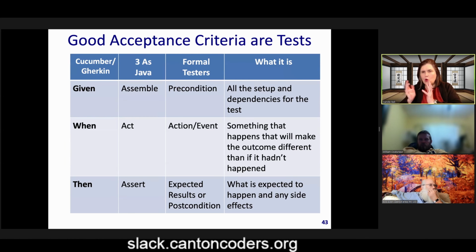If you are a formal tester, you're familiar with things that are preconditions. Then you've got an action or event. And you've got expected results or post conditions. So what is this all about? We've got to set up our dependencies ahead of time for our test. And then something is going to make a different outcome than if it hadn't happened. And now we look at what's expected to happen and what side effects there are. And we call this given, when, then.